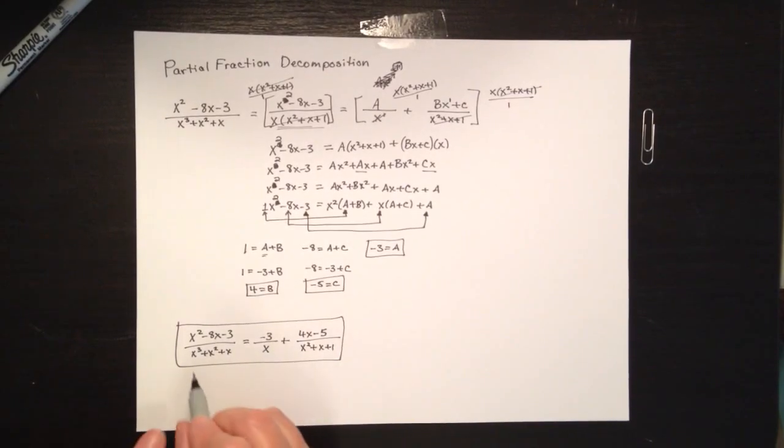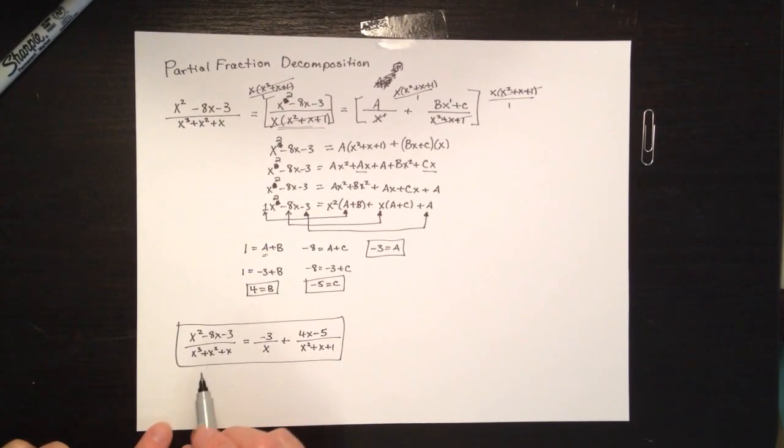One student asked me about this denominator right here in the final answer. If you had written this denominator in factored form, x times x squared plus x plus 1, that is fine as well.